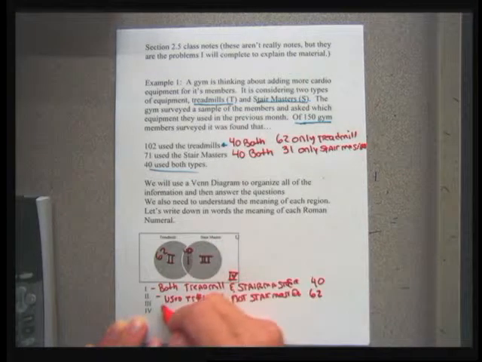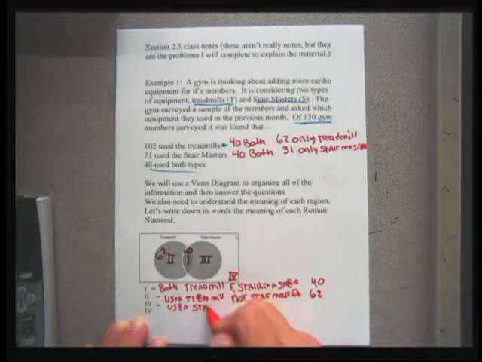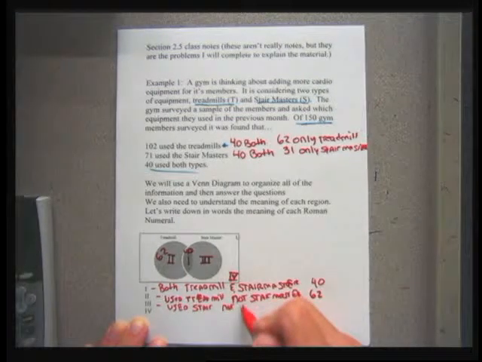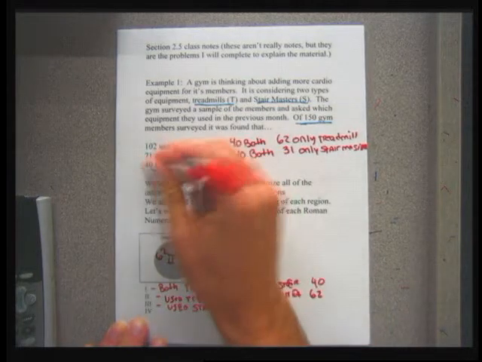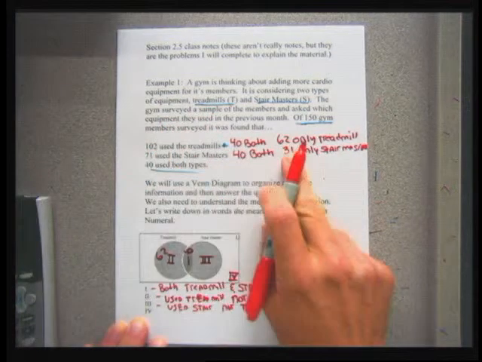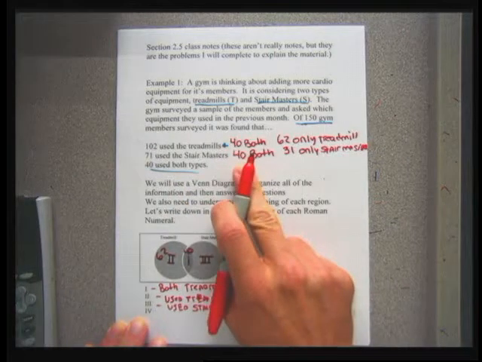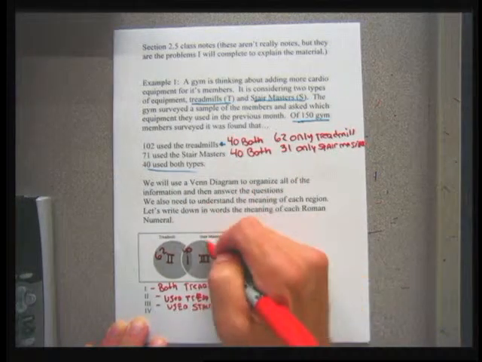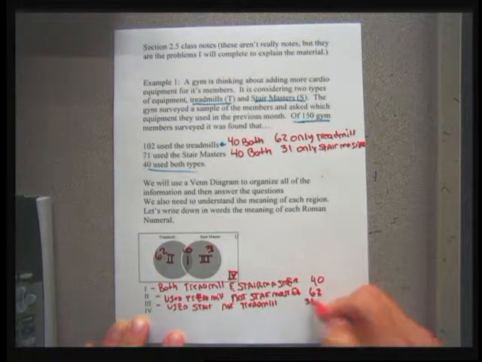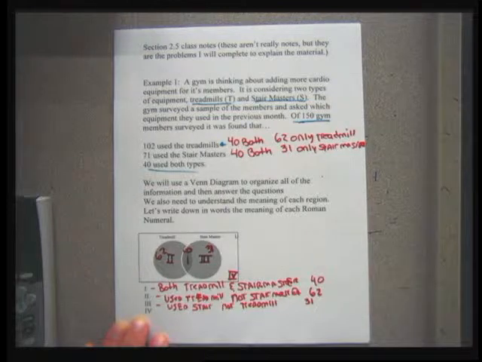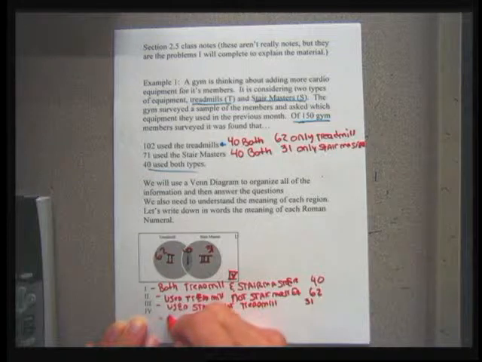Region 3 represents the people that used the Stairmaster but not the treadmill. And again, that's not the 71 that you'd want it to be. It's the 31. That 71 was composed of 40 people that used both and 31 that used only the Stairmaster. So region 3 represents 31 people. Region 4 represents people that didn't use either.